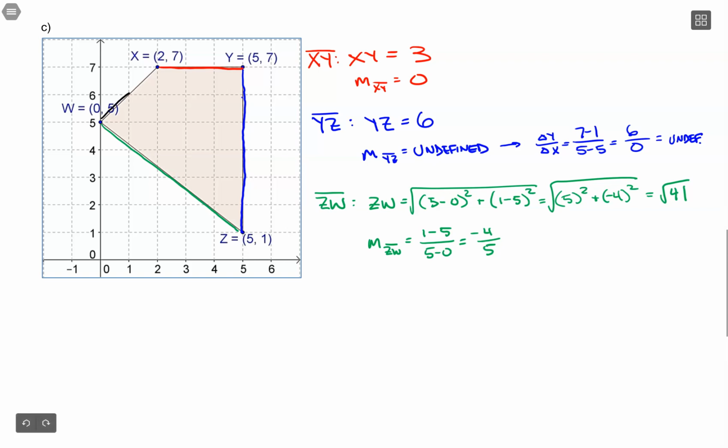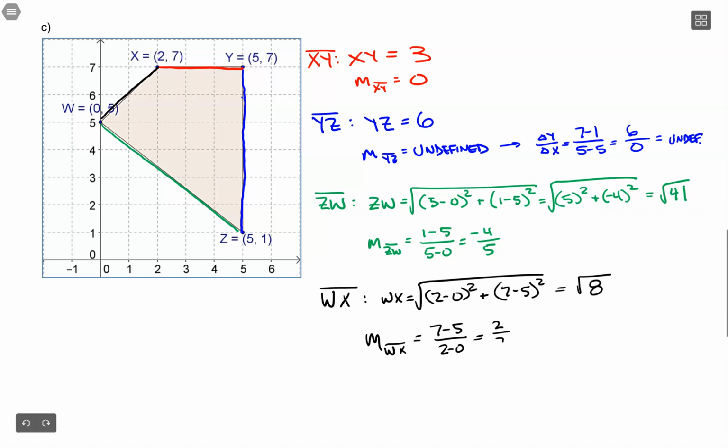And we have one other side to look at here. We need to look at side length WX. I know the order doesn't matter, but I like to tell you that this is delta x squared plus delta y squared, so I'll do the delta x first. And now the slope. Okay, so we got a slope of 1 for that last one.